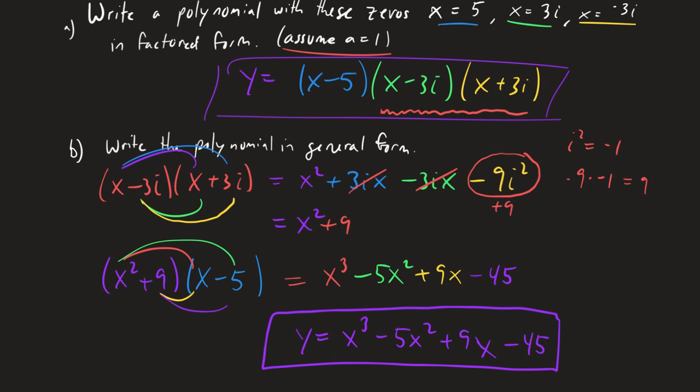So if that had been something different, we would have needed to distribute that last if we'd had a number there.